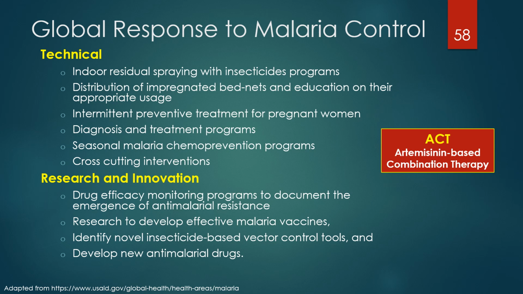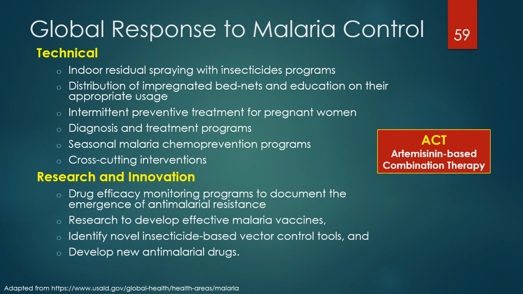Intermittent preventive treatment for pregnant women involves the administration of antimalarial drugs to pregnant women at each prenatal visit, which protects them against maternal anemia and reduces the likelihood of low birth weight and perinatal death in their infants. Diagnosis and treatment programs entails diagnostic testing for malaria to ensure that all patients with malaria are properly identified and receive a quality-assured artemisinin-based combination therapy, ACT.